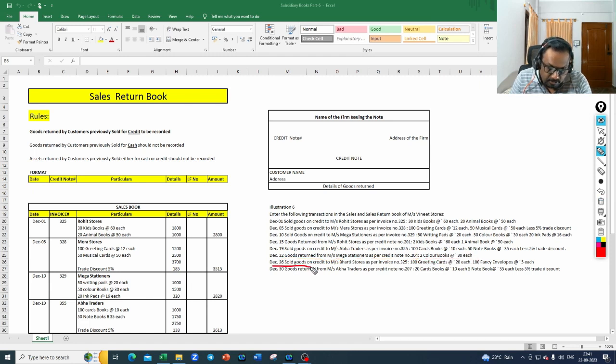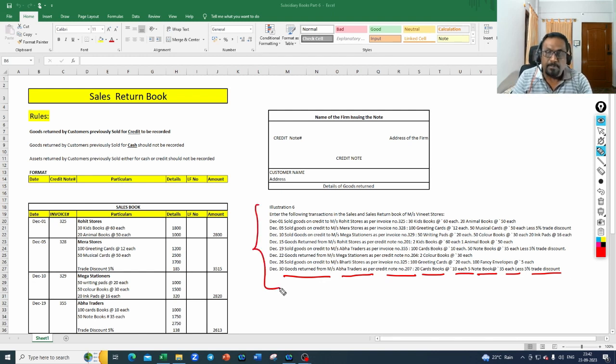Next, December 26, sold goods on credit to Messrs Bharati Stores as per invoice number 325, 100 greeting cards at 20 rupees each, 100 fancy envelopes at 5 rupees each. So this is also to be recorded. Next, goods returned from Messrs Abha Traders as per credit note number 207, 20 card books, 10 rupees each, 5 notebooks at 35 rupees each, less 5% trade discount. So this is the problem given to us.